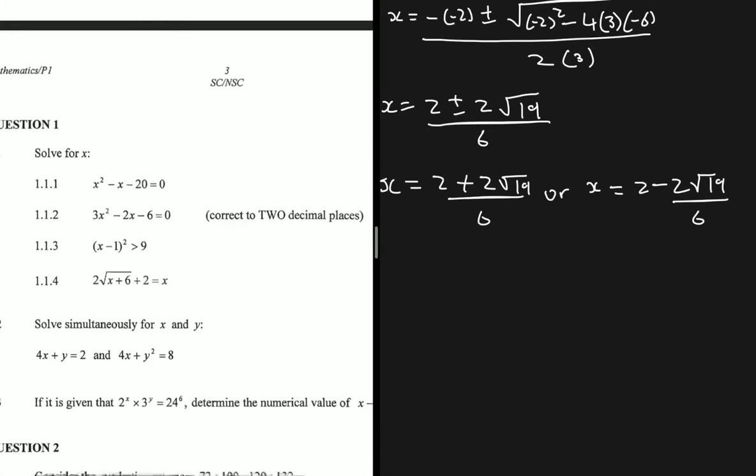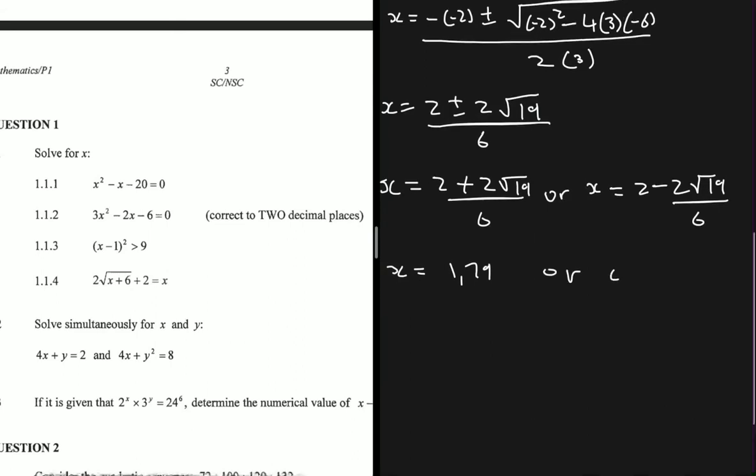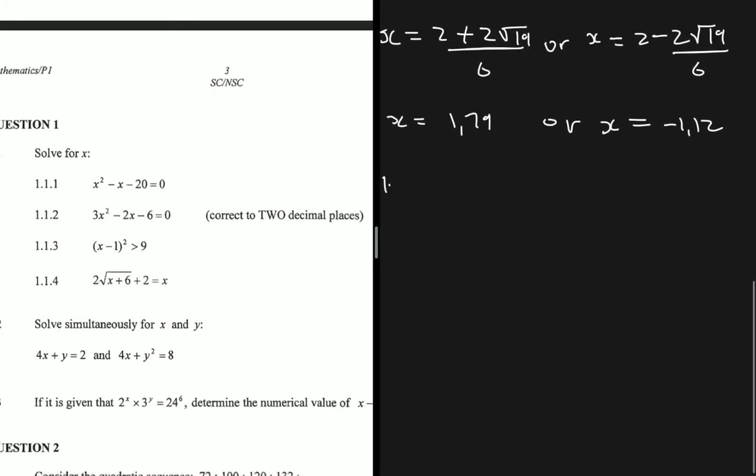Let me go ahead and simplify that. So here x equals 1.79, or x equals minus 1.12. The question says correct to two decimal places, and that's exactly what we have done. So let's move forward.